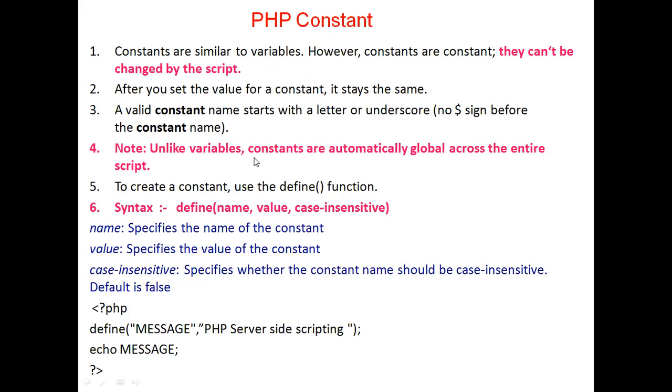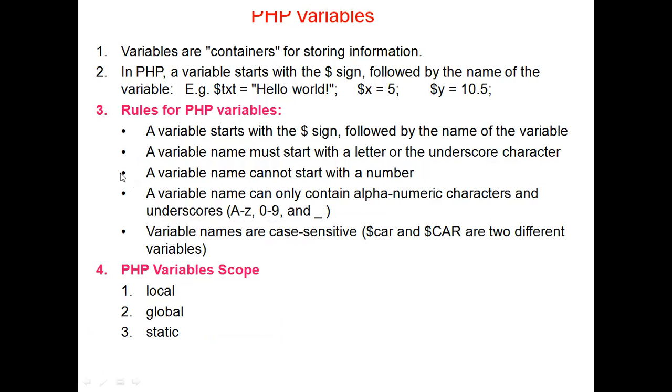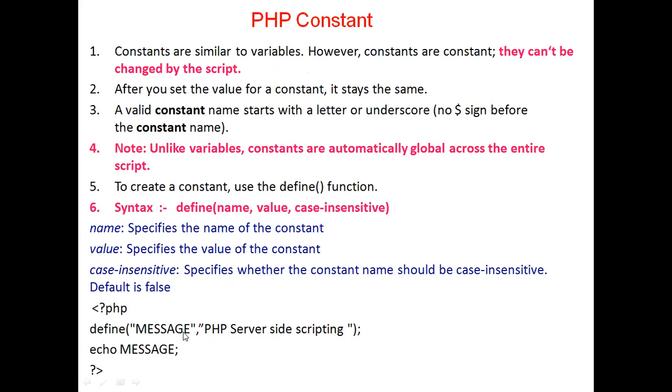Unlike variables, constants are automatically global across the entire script. A variable has 3 scopes: local, global and static. Likewise for the constant, it is always defined at the top of the program. So it always has the global scope, because you can access this constant throughout the program as well as throughout the function in that program.